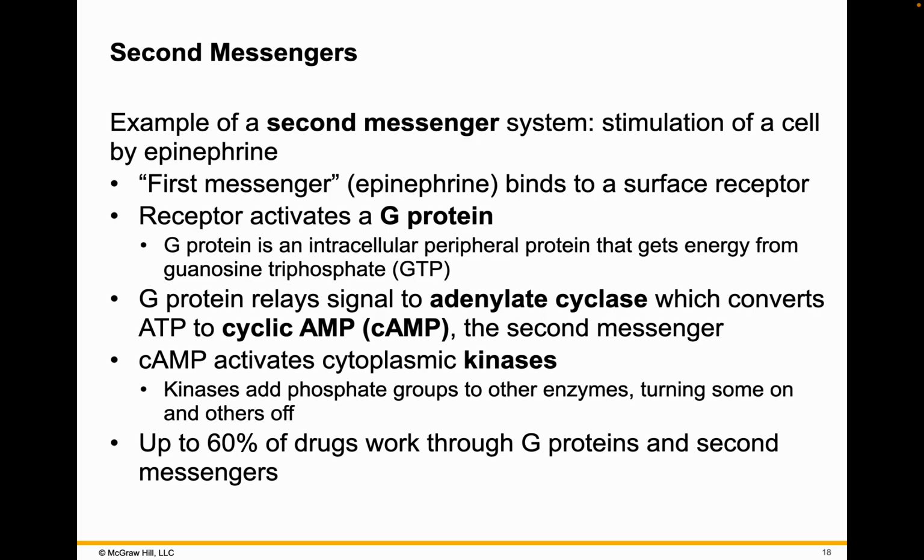And this becomes important because a lot of drugs use G proteins as second messengers. So first message is epinephrine binding, activates a G protein. The G protein activates cyclic AMP, and cyclic AMP activates cyclic AMP kinases. And again, the advantage of a second messenger system is you get an amplification. One epinephrine can activate lots of different kinases.